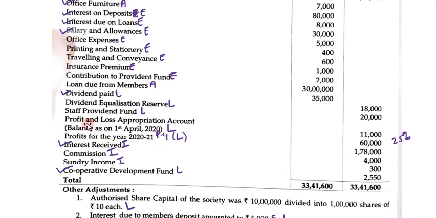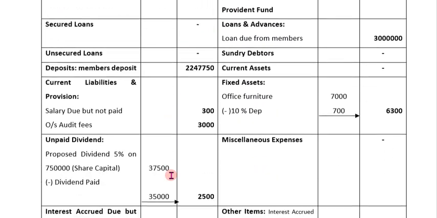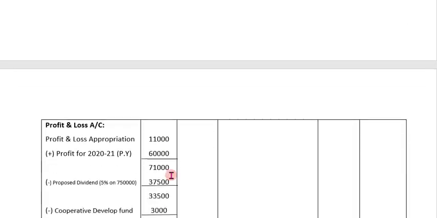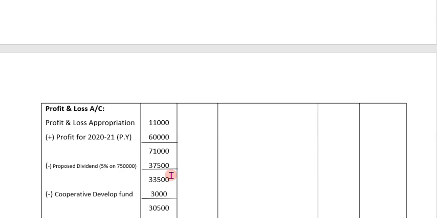After provident fund, profit and loss appropriation account balance as on 1st April 2021. So amount is 11,000. Now this will come in balance sheet liability side under the heading profit and loss account. So write profit and loss appropriation 11,000.